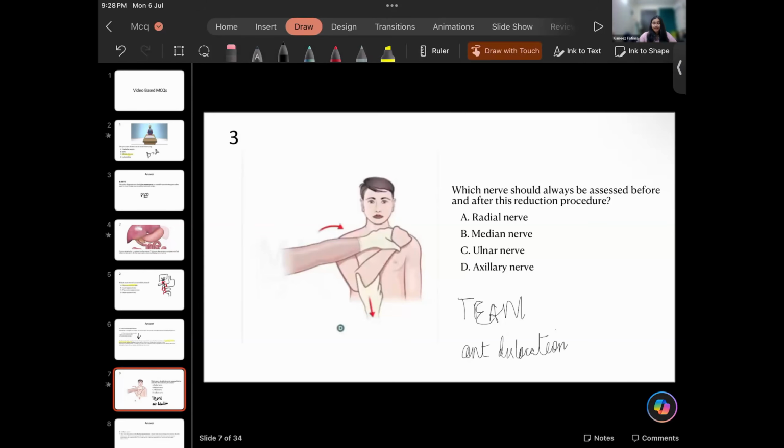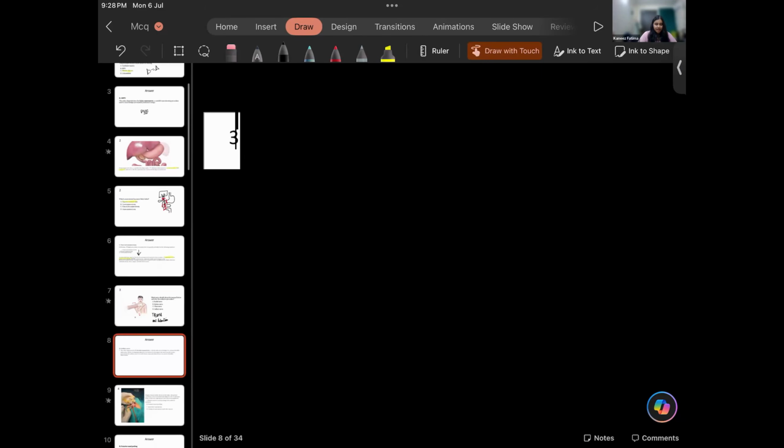Now we have to know which nerve is most commonly injured in the anterior dislocation. The most commonly injured nerve in the anterior dislocation is the axillary nerve. So we have to check this nerve before and after this reduction procedure: before, to see whether the nerve is damaged in the shoulder dislocation, and after the procedure, to see whether, because of this maneuver, the nerve is not impinged anymore. So this question actually tests whether you know the anterior dislocation of the shoulder in detail or not. This is a new trend of question which is increasingly being asked.